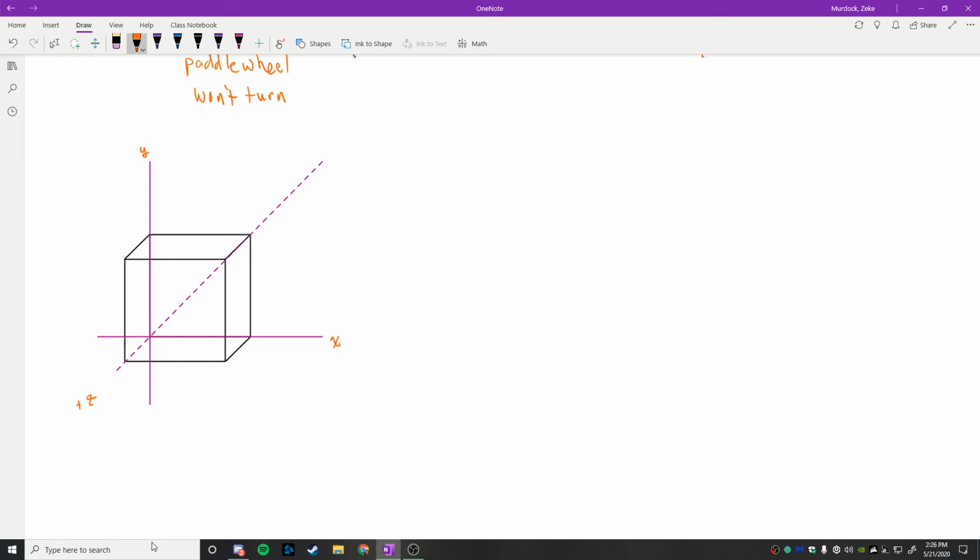Within this coordinate system, I have a box. And inside of this box, I have something. We don't really know what it is yet. But we're going to say that there's probably some kind of electric charges in this box. Okay?